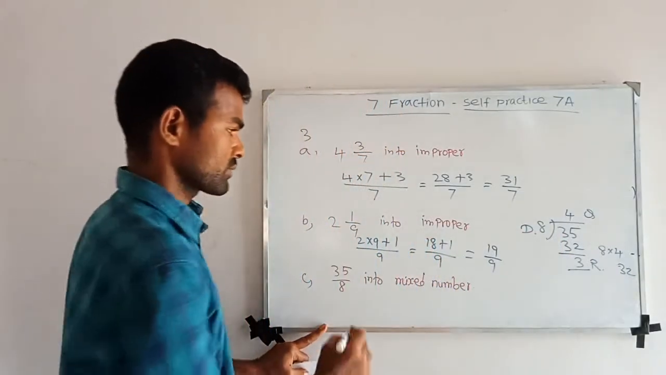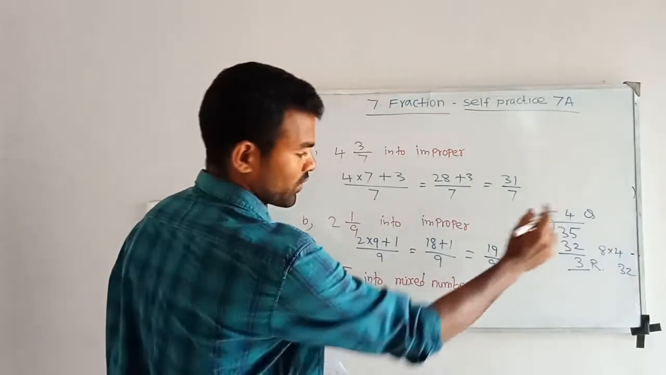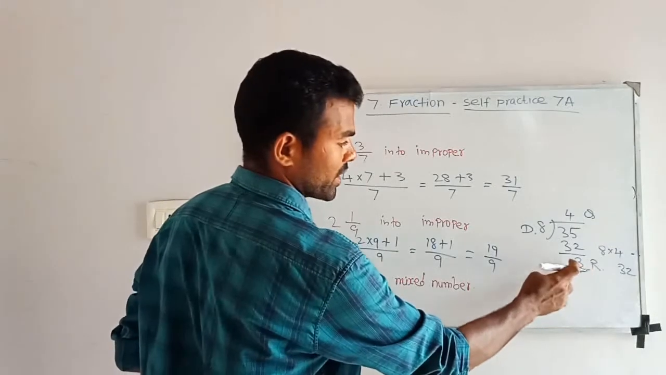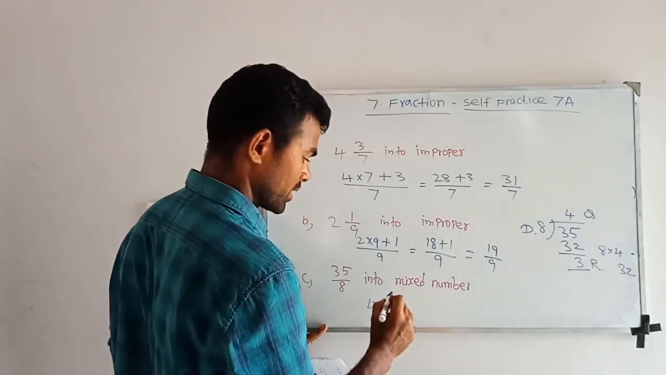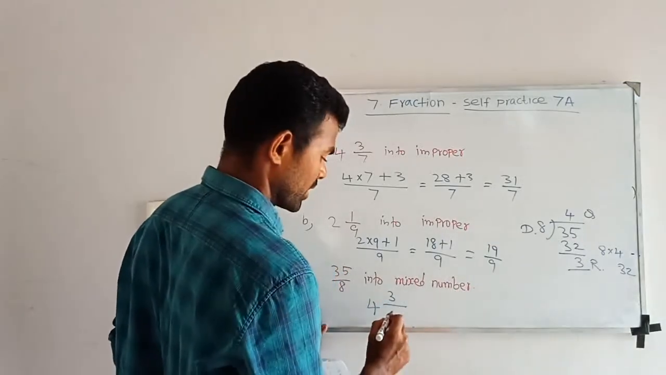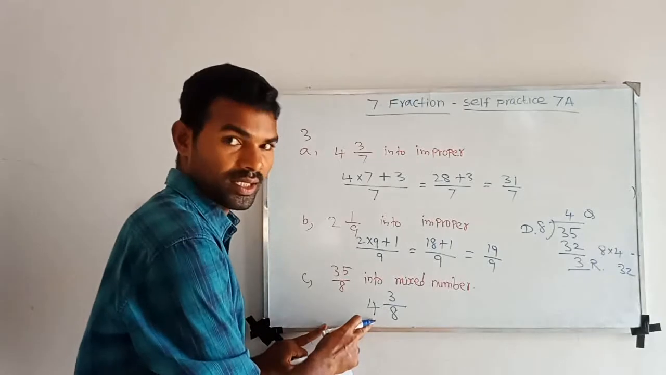So see that we have to write what is the quotient. 4 is the quotient. And what is the remainder? The remainder you have to write in the numerator. 3 you have to write in the numerator, divided by what is the divisor? 8 you have to write in the denominator. So this is the mixed number.